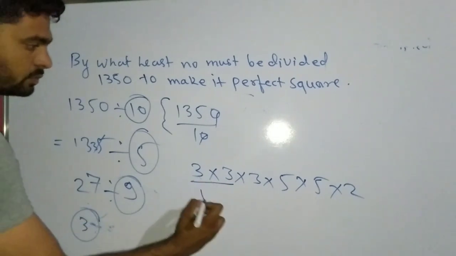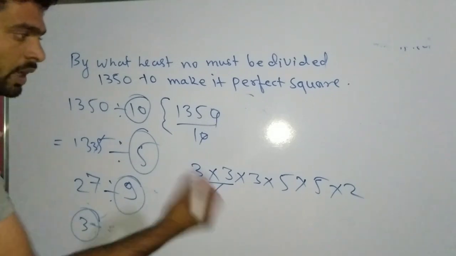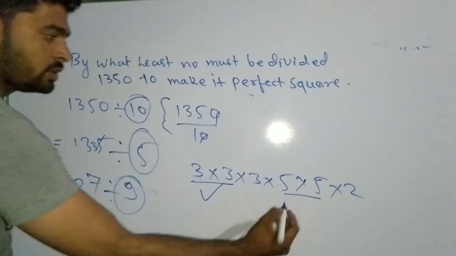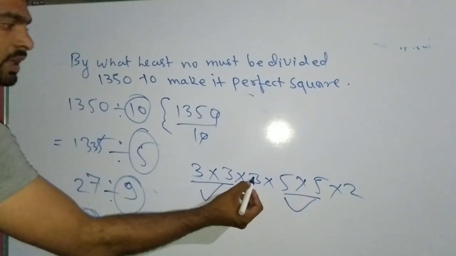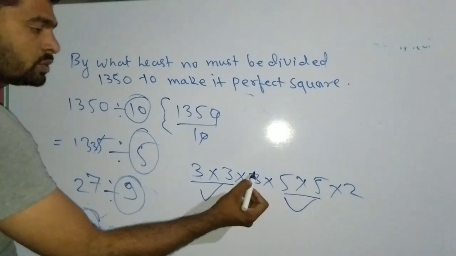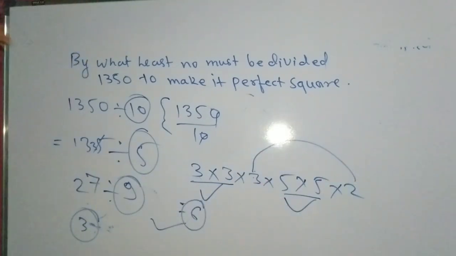This 3 is a perfect square because 3 3s are 9, and 9 is a perfect square. But 5 is not a perfect square, because square means a double, and it does not have a couple, it is a single. So multiply this two numbers, 3 2s are 6, our answer is 6. By what least number must 1350 be divided to make it a perfect square? Our answer is 6.